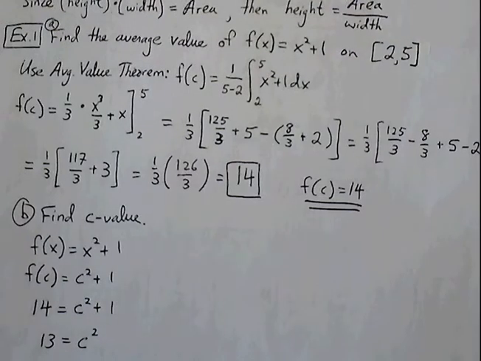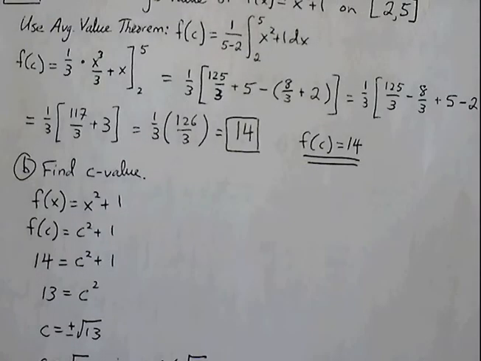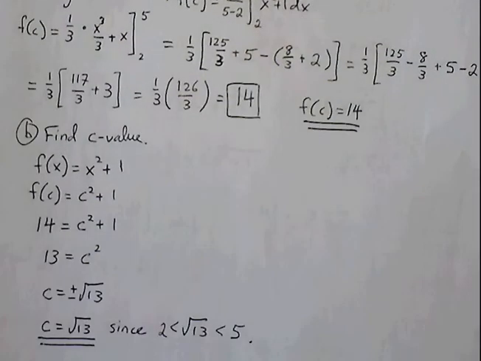The way we solve for c is we set our function, this x squared plus 1, equal to the average height, 14. We want to find out for what x value the graph is going to hit the y value of 14. So solve for c: subtract 1 from both sides, take the square root of both sides. c is equal to the square root of 13, because negative square root of 13 is outside of our interval. Square root of 13 is between 2 and 5, so that's why it's our c value.